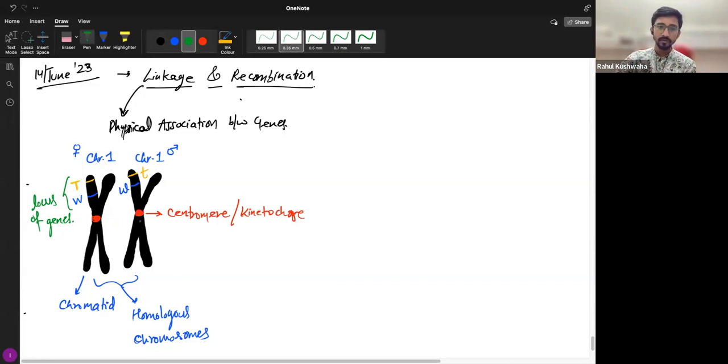And the position of centromere, write down these things. Homologous chromosomes are similar to each other in carrying the same number of genes, at the same locus, having the same position of centromere, and the same length of their arms.